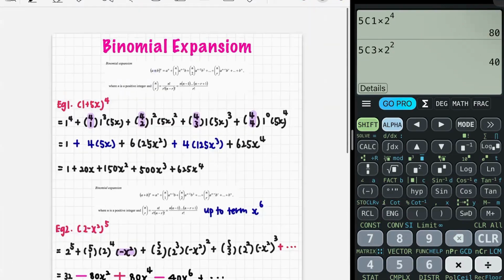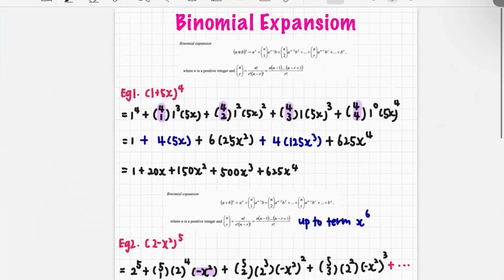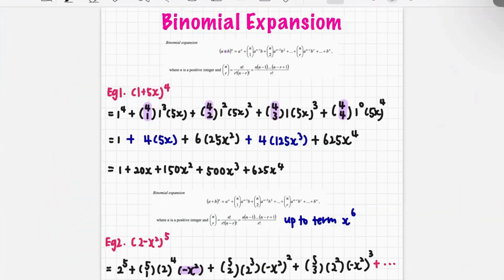Okay, so this is for simple expansion. You just need to expand using the formula sheet. That's all. No need to memorize.